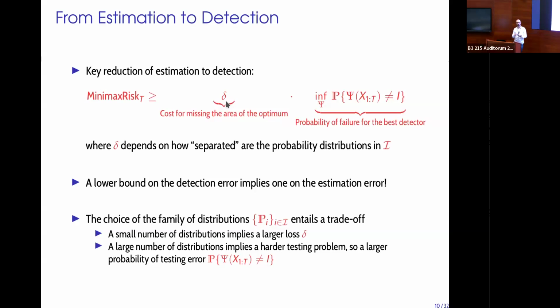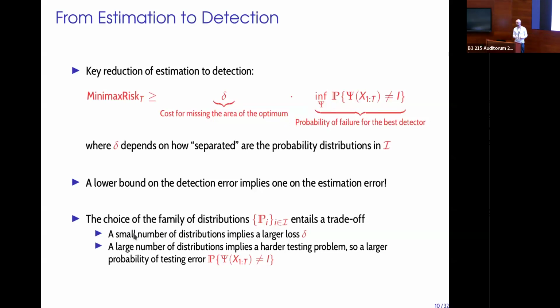Now, to give you a little bit of intuition, what is this delta basically? Remember that you have to choose the distributions. So if you choose a lot of distributions, delta is basically measuring how separated the distributions are from one another. So if you have too many of them, delta will be small. On the other hand, the probability of failure will increase because it's much more difficult to understand which of the distributions the samples are coming from, given that I have a lot of them and they are close to one another. So in this case, this term goes down, but this term goes up.